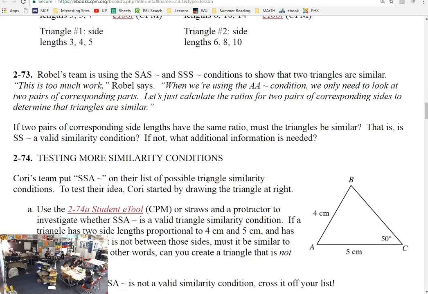So Robel's team is using the side angle side similarity and side side side similarity conditions to show two triangles are similar. That is too much work, Robel says.